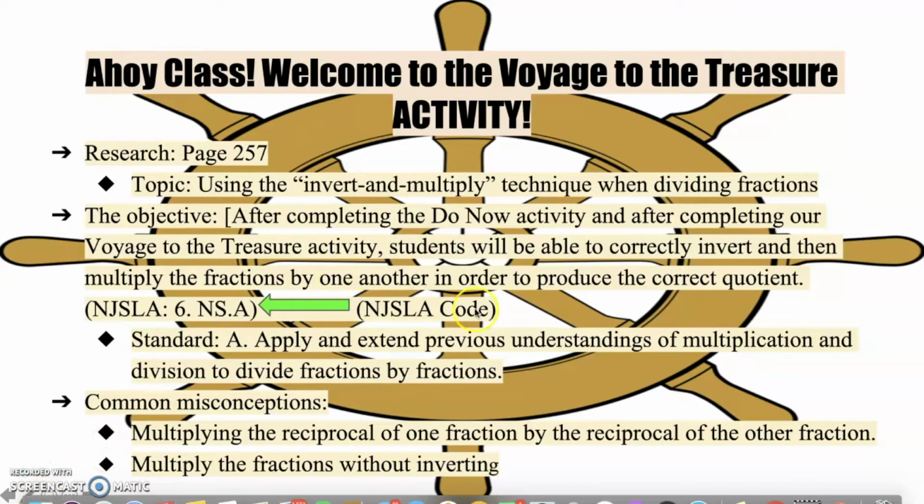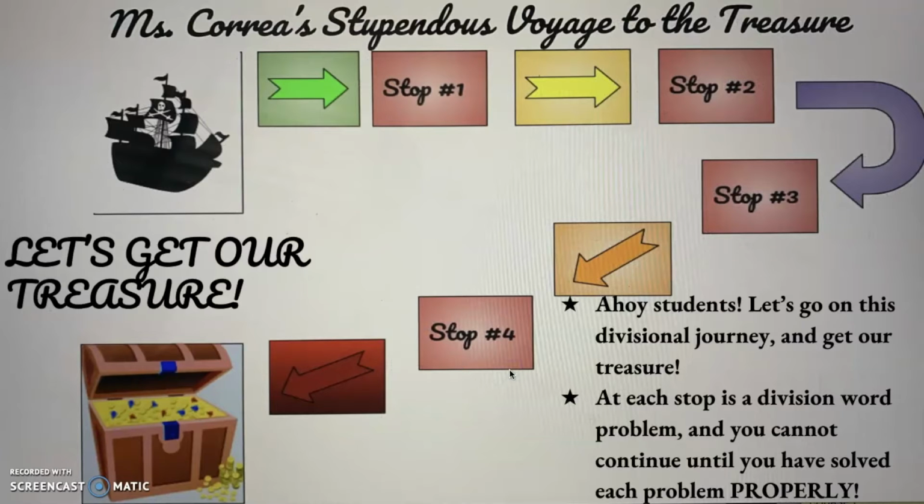And right down here I have listed the NJSLA code. And right below it is a smaller version of the standard that was listed because there was a short example after, which is apply and extend previous understandings of multiplication and division to divide fractions by fractions. So throughout this activity, I wanted to really emphasize the common misconceptions that students make with this topic, which is multiplying the reciprocal of one fraction by the reciprocal of the other fraction, or multiplying the fractions without inverting. So this is the activity.